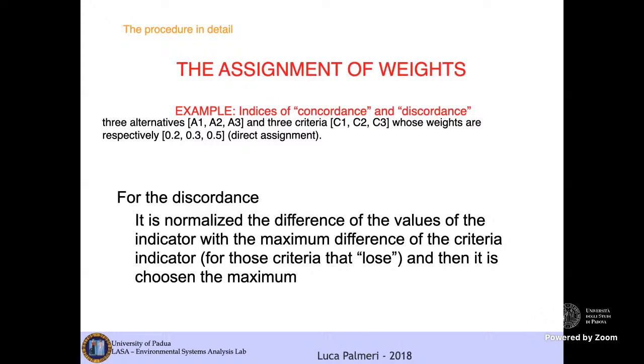I have to add that normally for the discordance matrix, it is normalized the difference of the values of the indicator with the maximum difference of the criteria indicator for both criteria that lose, and then it is chosen the maximum values.